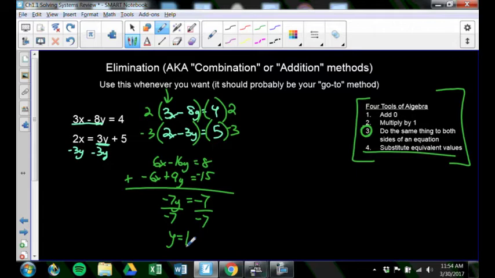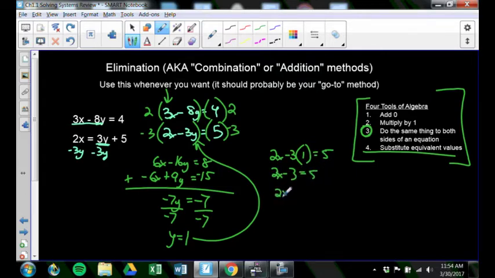Now that I know that y equals 1, I actually have two options, and one of them is just to plug this back into either equation. So I'm going to plug this in up here to this equation for y. I'm going to get 2x minus 3 times 1 equals 5. Well, this means that 2x minus 3 equals 5, so 2x equals 8, and x equals 4. My solution would be the point (4, 1).